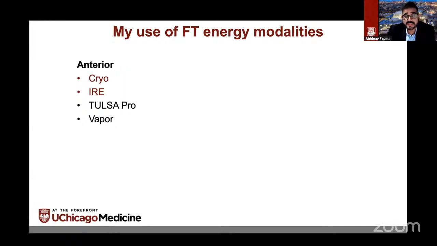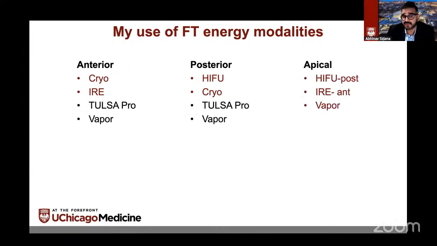And I use these modalities for these lesion locations. Cryo, IRE, mostly for anterior. In some cases, TULSA-PRO and vapor. Posterior, I use HIFU. Occasionally, I use cryo for large posterior lesions in patients who do not have good sexual function. For apical lesions, and that's a very tricky location for any prostate cancer management, be it focal therapy, be it surgery, be it radiation, I use HIFU for posterior.